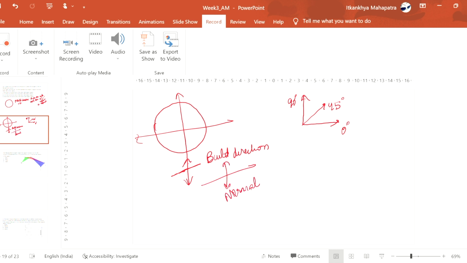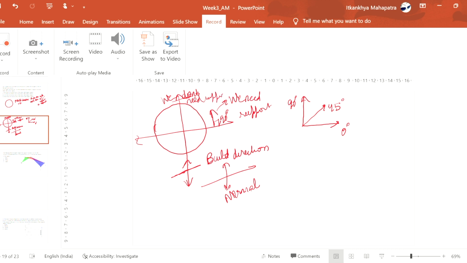Okay, now here it is at 90 degree. We need support. Same again here, we don't need support. Here we need support. Now at this 0 degree we don't need support. When it is more than 45 degree, like here in the condition, we need support. So in here when it is 90 degree we need support.